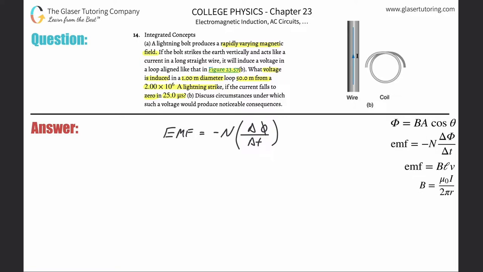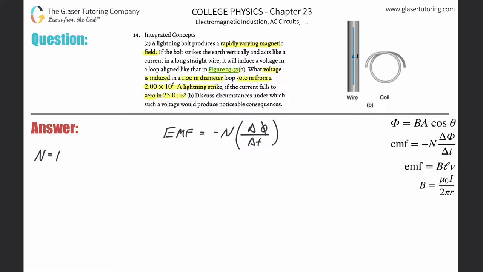In order to calculate this, I need to know how the flux is changing, and how the time is changing, and I need to know the number of loops in the wire. Did they tell us how many loops are in the wire? Well, no. So what are we going to assume? 1, 0, 10 million? We're going to assume 1, because I think that's the most reasonable assumption. So we know that N is equal to 1.